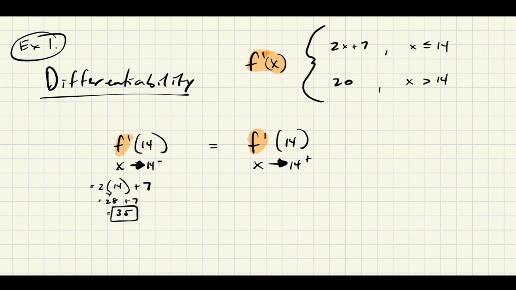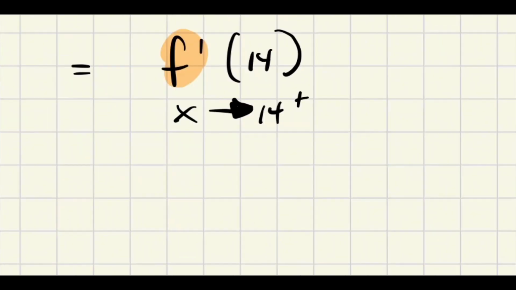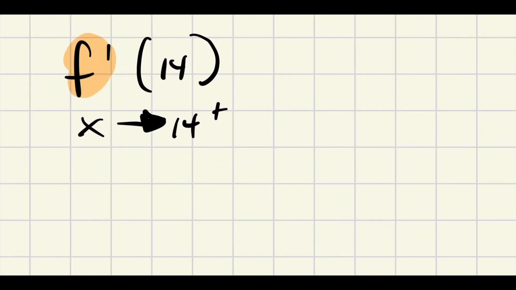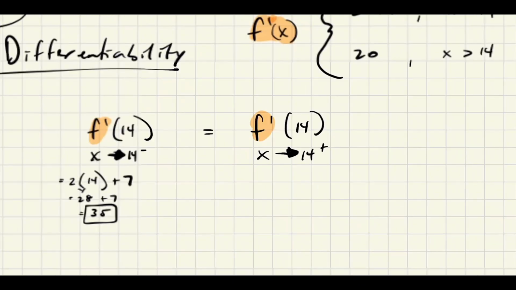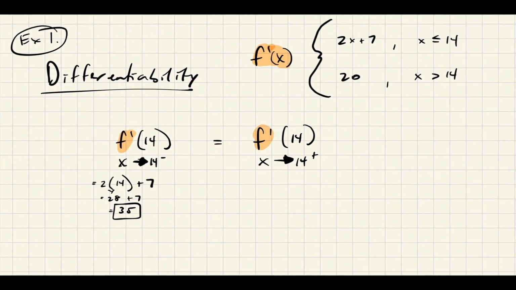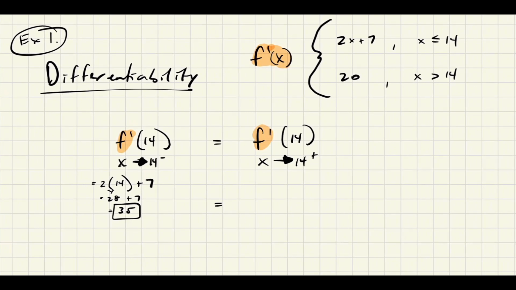Now, how do I do this one, f prime of 14 from the right? Plug it into the bottom, right? What's the problem with plugging it into the bottom, though? It's not a problem, but what am I going to get as an answer? 20. Got to know where to plug it in, right? Those two are not equal, right?